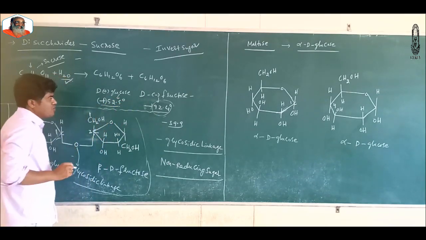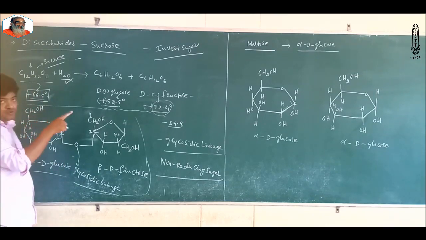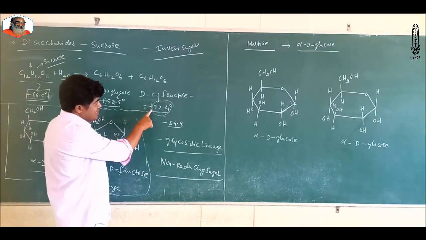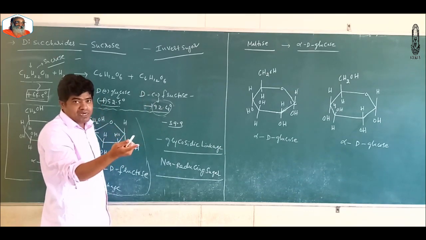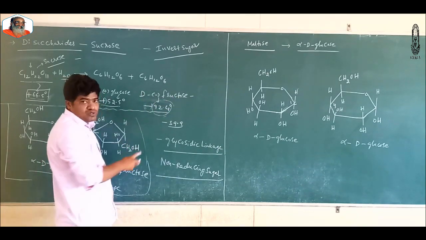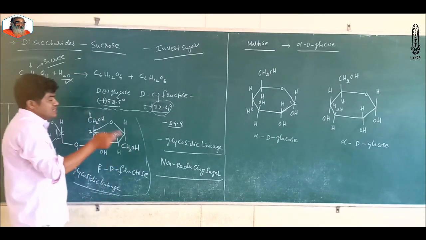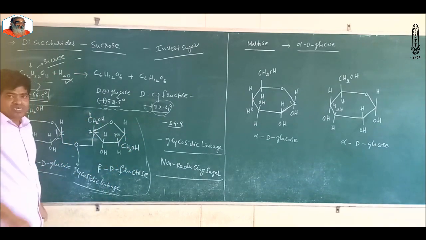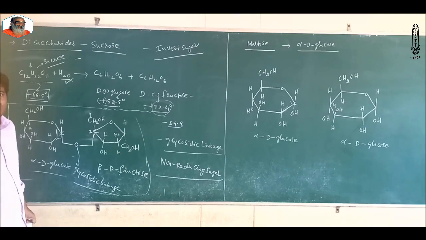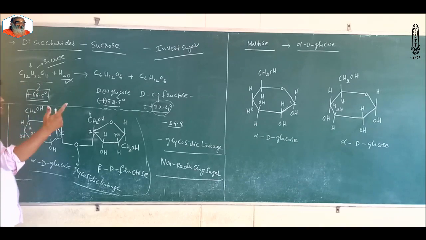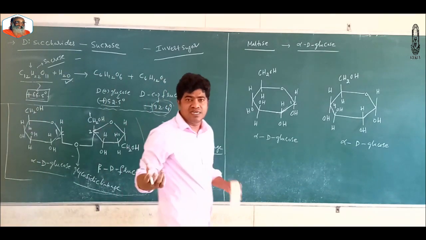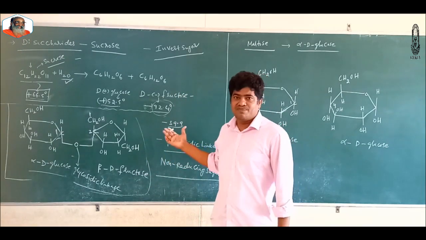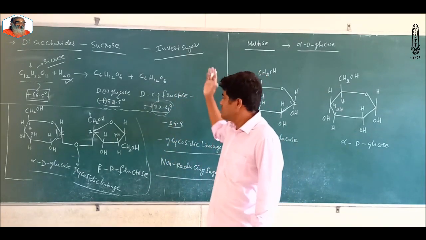It rotates the plane polarized light towards the right-hand side, that is plus 52.5 degrees. This one rotates the plane polarized light towards the left-hand side, that is levorotatory. But the levorotatory nature of fructose is greater than the dextrorotatory nature of glucose. So the overall result is levorotatory, and the sign is changed from plus to minus. So sucrose is called invert sugar. Invert, the sign is inverted, from plus to minus. That is invert sugar.